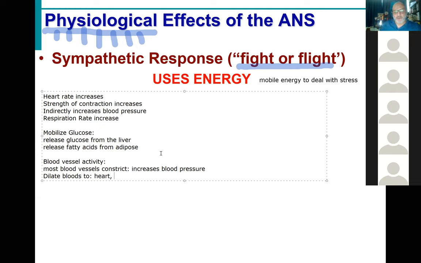Heart is one of them. Lungs, I think someone mentioned that. We need to get that more air. We were talking about our skeletal muscle. And then also, as we just talked about, our liver and our adipose, so that we can get that energy that has to be mobilized.